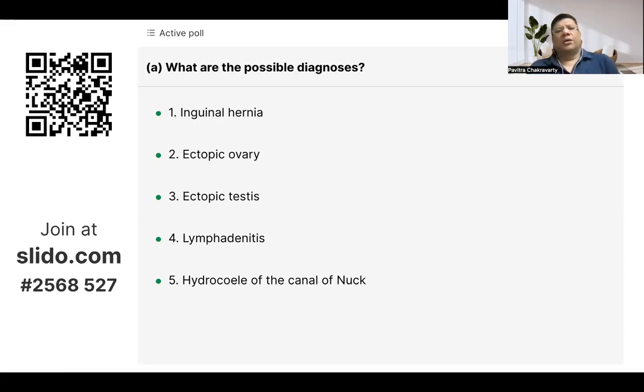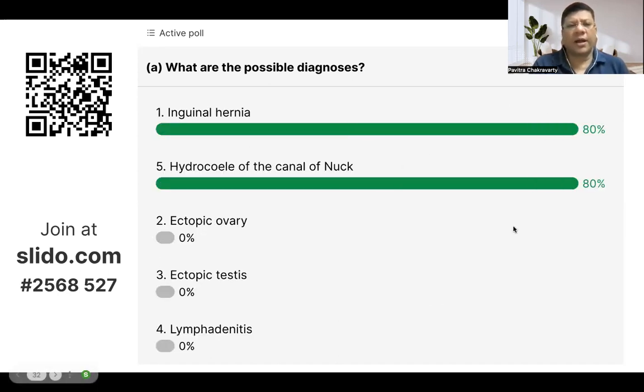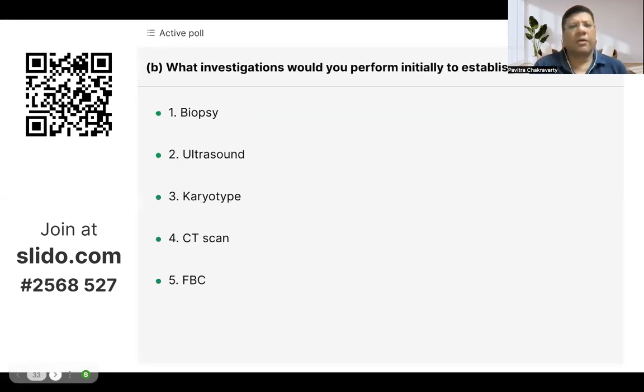So, which are the most possible ones? Is it a hernia? Is it ectopic ovary? Is it ectopic testes? Is it lymphadenitis or is it hydrocele? What do you think is going on here? Again, no need to take lots of time. Just commit to an answer. Okay, so very quick answer. That's good. So inguinal hernia is common, and hydrocele of the canal of Nuck. Then I will come to the answer next.